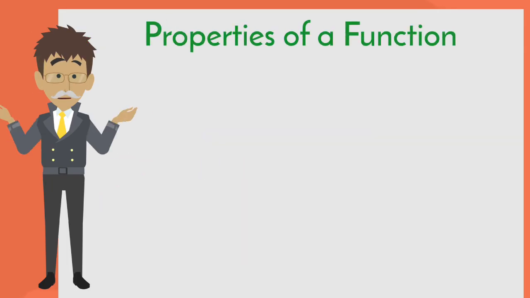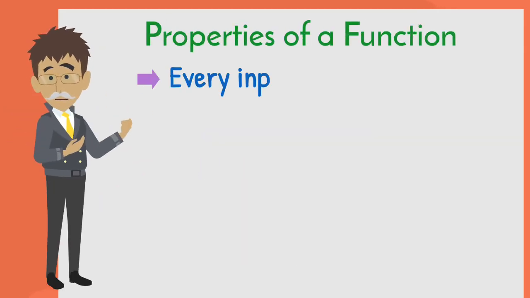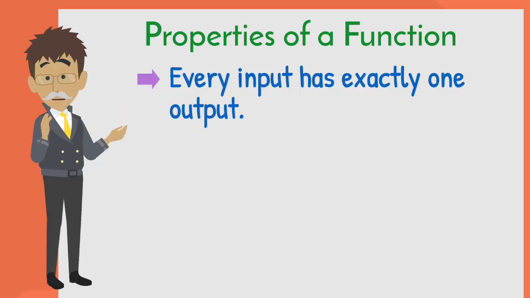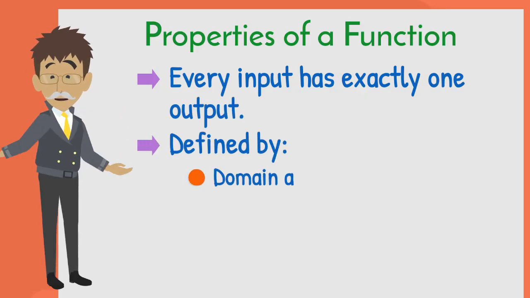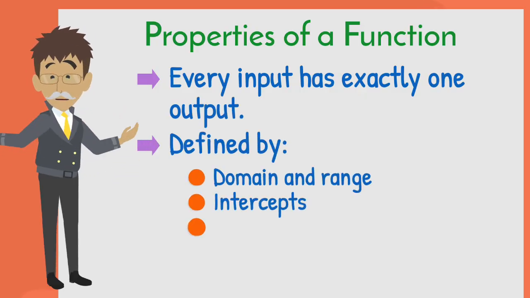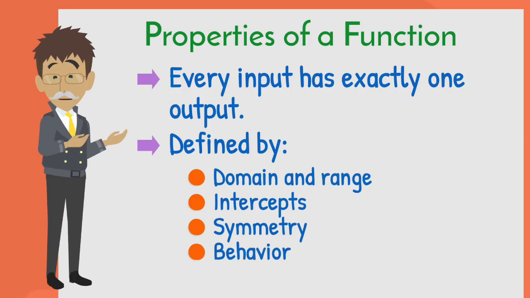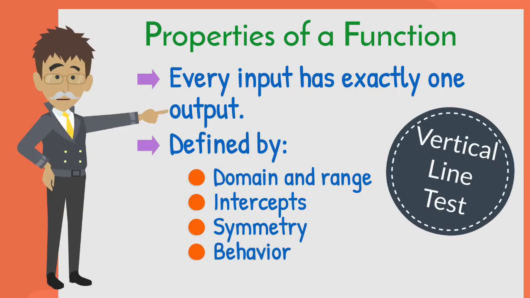Properties of a function. Every input has exactly one output. Functions are defined by their domain, range, intercepts, symmetry, and behavior. The vertical line test can confirm if a graph represents a function.